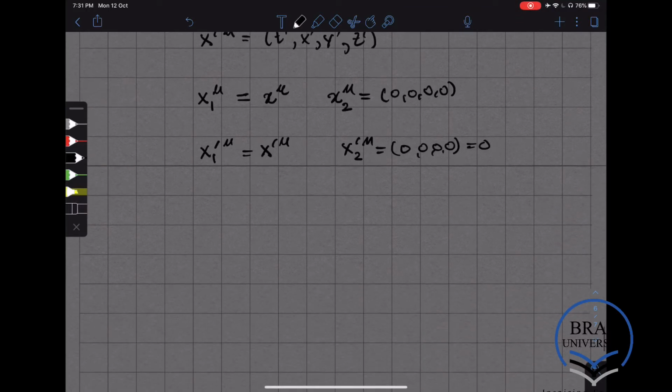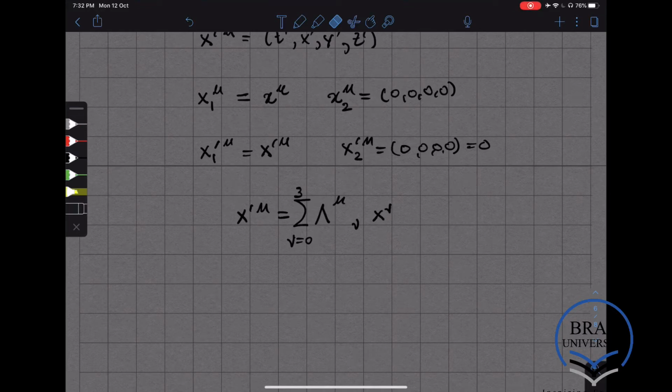And then we can write the linear transformation that we're looking for as x prime of mu. We can think of this as the mu index of a column matrix. And then we have a 4 by 4 matrix, which we are going to denote by lambda mu nu, times x nu. And there is a summation over nu, where nu goes from 0 to 3. So this is the linear transformation that we are looking for. This is just matrix multiplication.